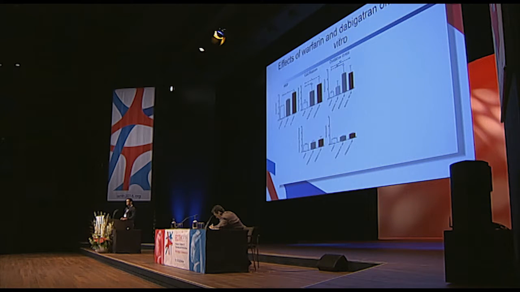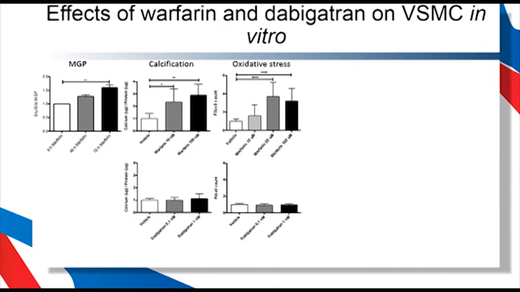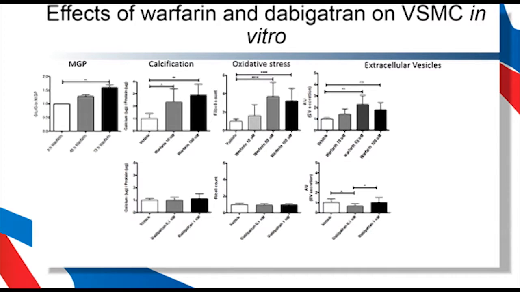We also know that oxidative stress is an initiator of differentiation of the vascular smooth muscle cell towards the synthetic phenotype, and these synthetic vascular smooth muscle cells secrete extracellular vesicles, which we think is a very important player in plaque calcification, since they can already form the nidus on which the calcification takes place. And in line with these data, we see that after warfarin treatment there is an increase in extracellular vesicle secretion. Interestingly, we also see a very small reduction after dabigatran treatment.